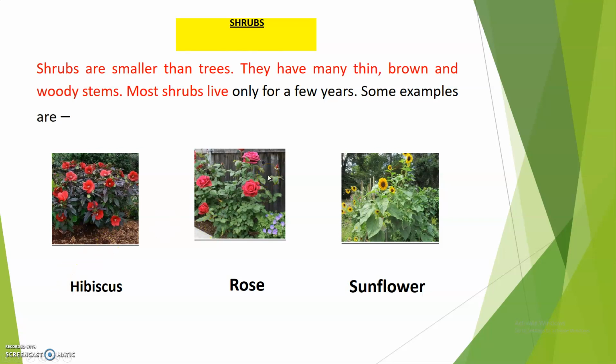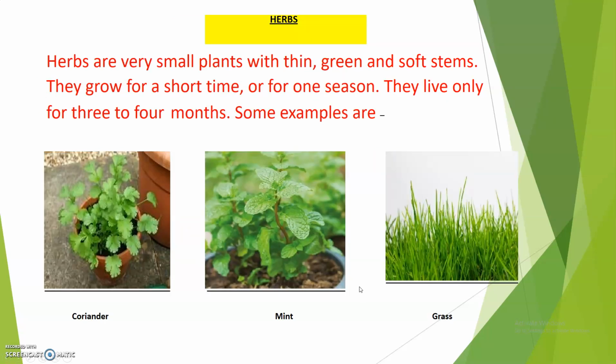They have many thin, brown and woody stems. The stems of the rose are brown in color, very thin and woody. Woody means you can easily trace the wood. The thing which makes shrubs different from the rest of the plants is that they live only for a few years. Some examples are hibiscus, rose and sunflower.